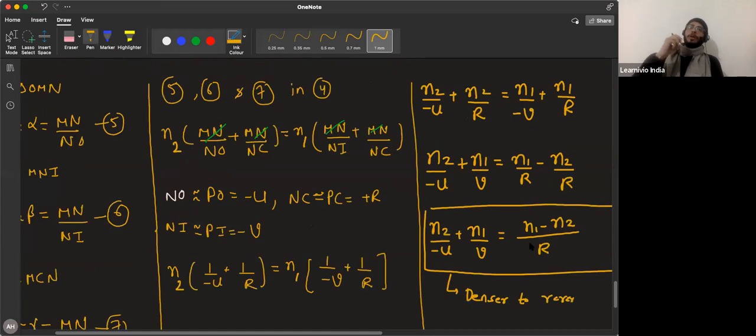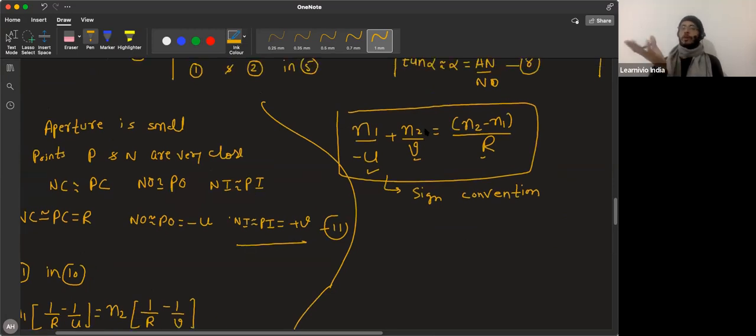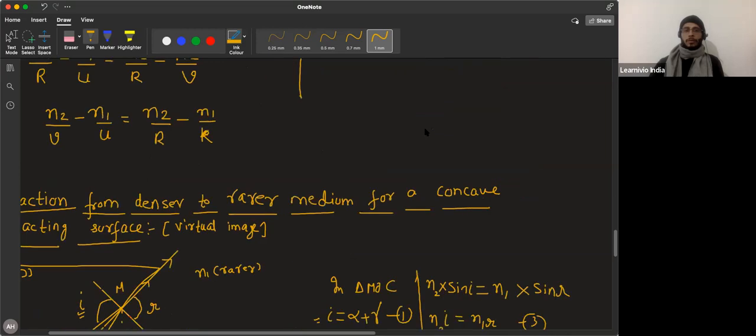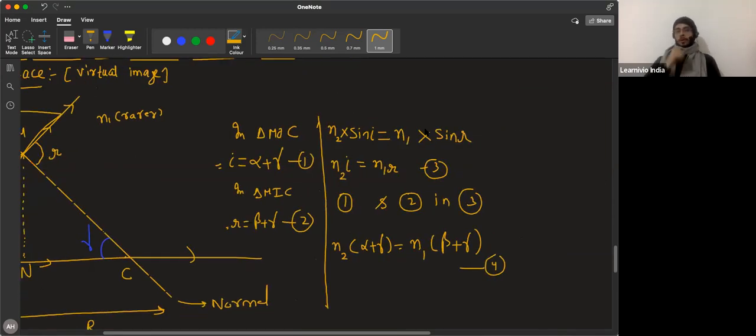So no need to memorize two formulas. Just remember 1. And for denser to rarer, instead of 1, put 2, and instead of 2, put 1. Okay. Do these calculations. We'll do some numericals for it.